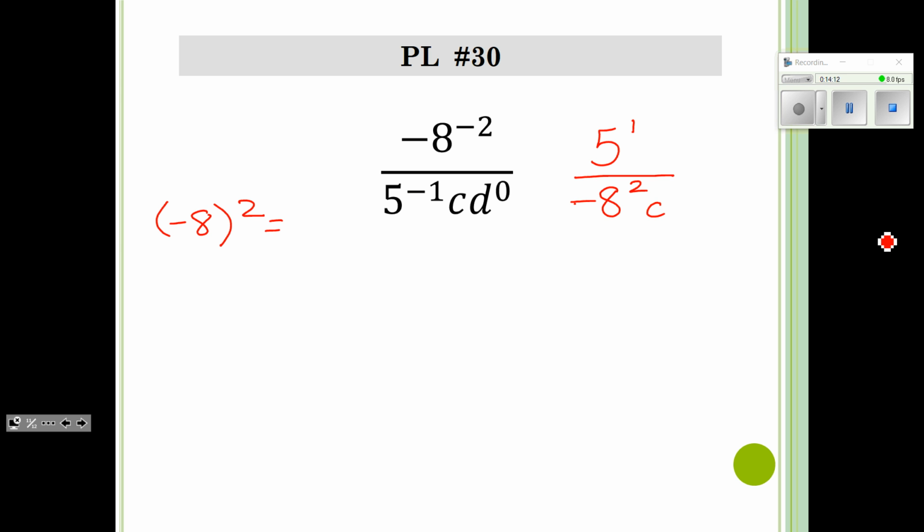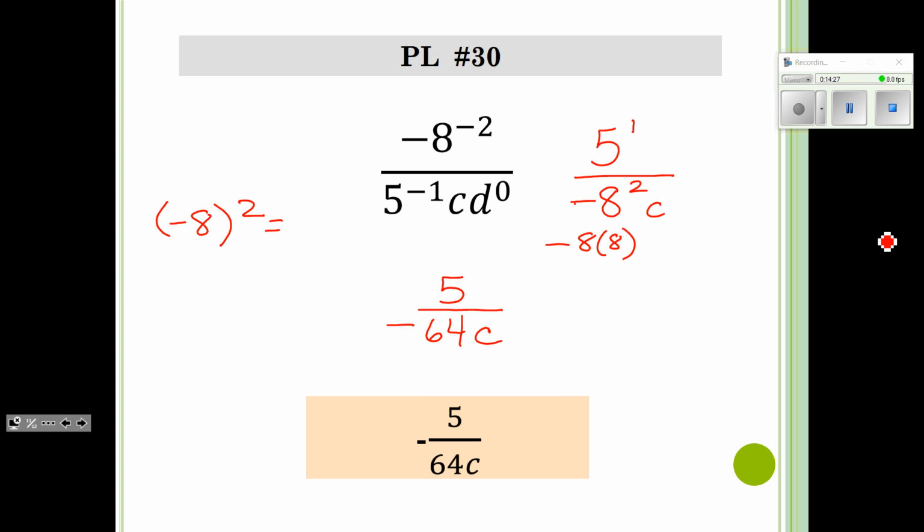To evaluate this, 5 to the 1st power is just 5. This says the opposite of 8 squared, which is the opposite of 8 times 8, which is a negative 64. And then we just have a c. So our final answer is negative 5 divided by 64c.